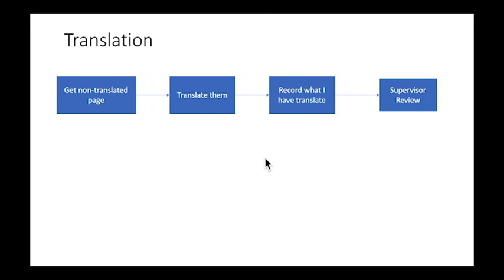My first task is to make translation on every page. First, I will get the non-translated page from my supervisor, and I have to translate them into simplified Chinese, traditional Chinese, Filipino, Indonesian, and English by adding new keywords for them. After I've done all this, I have to record everything I have translated, and the supervisor will review it later on. If I didn't pass the supervisor review, I have to move back to process 2 and do it again and again.